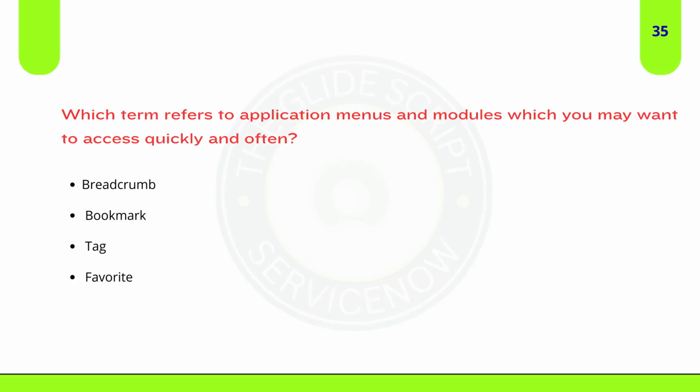Next, which term refers to application menus and modules which you may want to access quickly and often? Breadcrumbs, no. Bookmark, tag, and favorite. The answer will be the last one, the favorite. An item you add as favorite appears in the favorite tab of the application navigator.